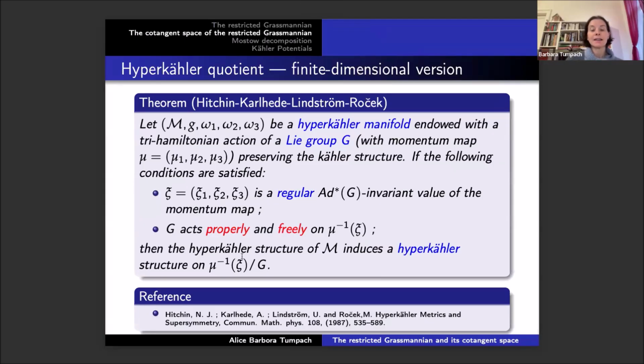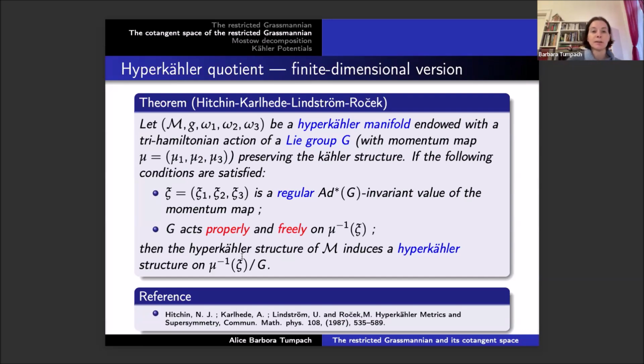Now, this is what I wanted to say for the restricted Grassmannian. I will go a bit quicker for the cotangent space. So in this case, I need to recall what a hyper-Kähler manifold is. A hyper-Kähler manifold M is a manifold endowed with one Riemannian metric, G, and three real symplectic forms, omega 1, omega 2, omega 3, such that the pair G omega 1 is scalar, the pair G omega 2 is scalar, and the pair G omega 3 is scalar.